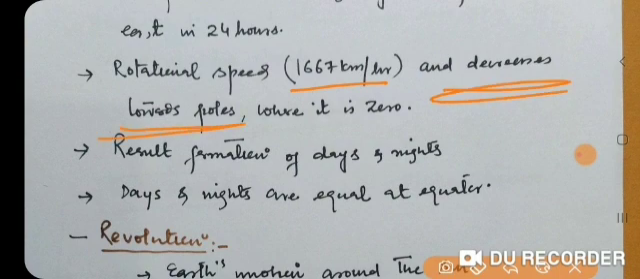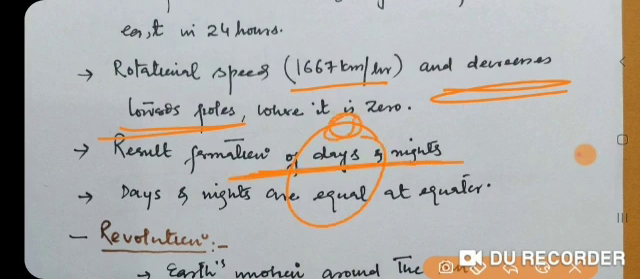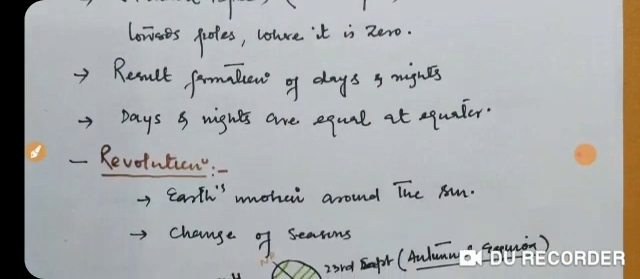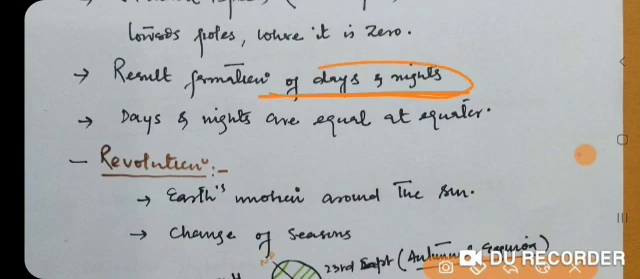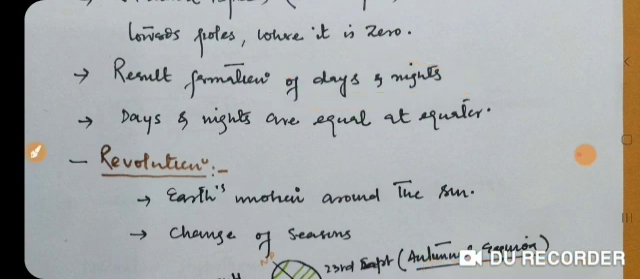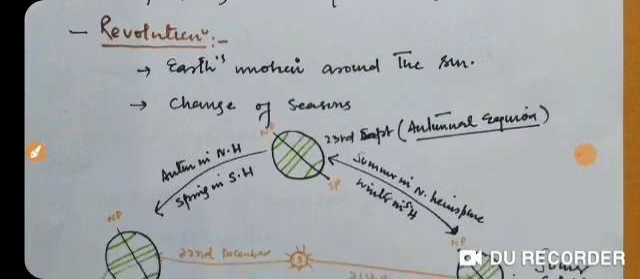And जब दिस इज सन, यहाँ पे आपको इक्वेटर पे सबसे ज़्यादा स्पीड होगी, जैसे ही आप पोल्स पे पहुँचोगे आपकी इसकी स्पीड ज़ीरो हो जाएगी. It results in the formation of days and nights. So the days and nights are equal at the equator, and जैसे ही आप पोल्स की तरफ जाओगे तो डेज एंड नाइट्स के दरमियान बहुत ज़्यादा डिफरेंस होगा. ठीक है. And revolution means earth's motion around the sun.